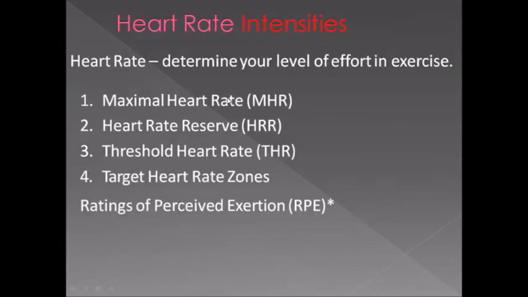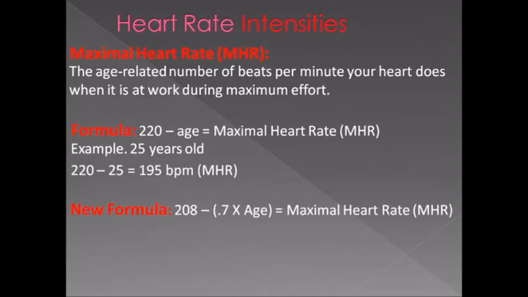Now we are going to try to compute for this heart rate. So heart rate determines your level of effort in exercise. The first one is the maximal heart rate or the MHR, the age-related number of beats per minute your heart does when it is at work during maximum effort. So we have two formulas, the old and the new. For the old, we have 220 minus the age. Or let's say, for example, the age is 25 years old. So 220 minus 25 is equal to 195. So the MHR is 195.